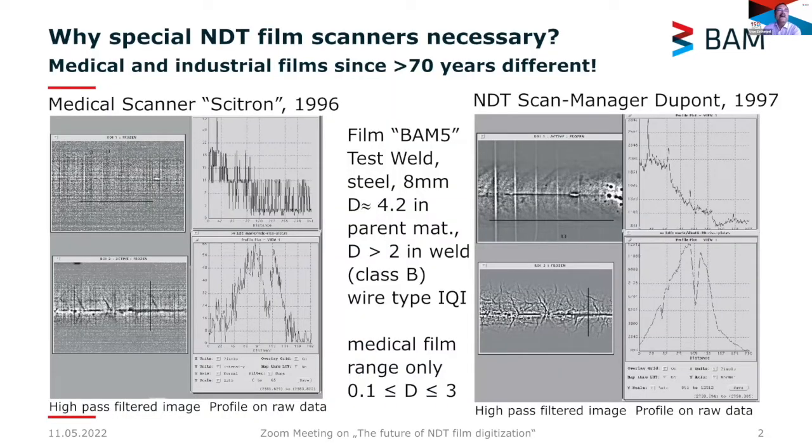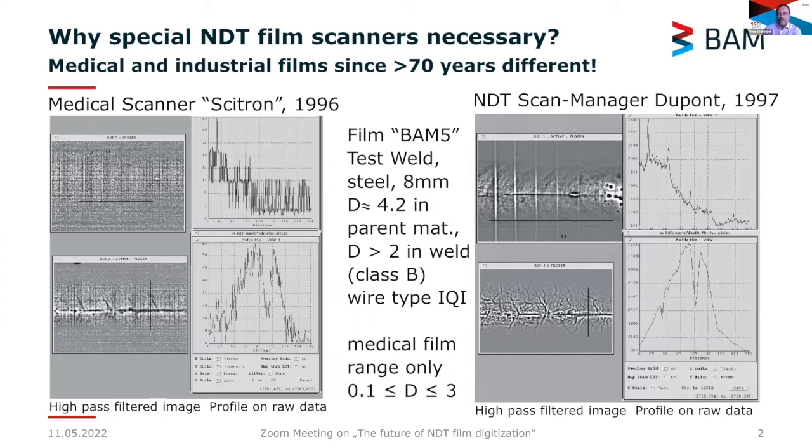When I first came into contact with NDT film digitization, it was about 25 years ago, 1996, 97. People contacted me and showed me the nice scanners they had developed for the medical field. They are fast and good, but if I tried to scan an NDT film, the result was very poor. This is a nice weldment. This is a scanner we developed together with DuPont at this time in 1997, a CCD line scanner, which was state of the art and not available before.